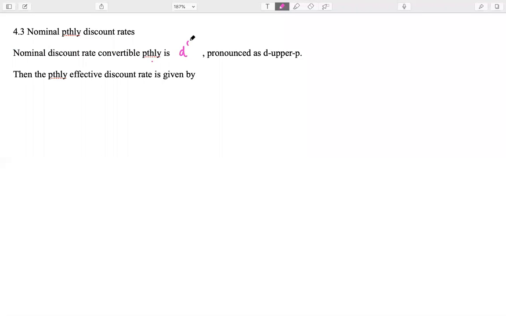So d upper p. Again, this is nominal, which means pretty much the only use of this nominal discount rate is to get us the effective discount rate over 1 over p. It's what we sometimes call the pthly effective discount rate. So the nominal rate divided by the corresponding frequency, then you get the effective discount rate over a unit period. So here the unit period is 1 over p years.